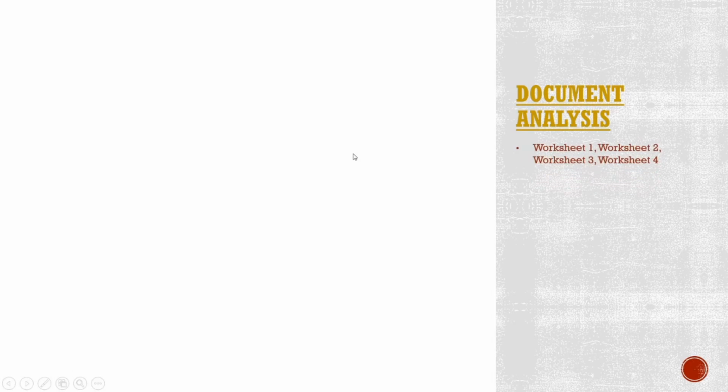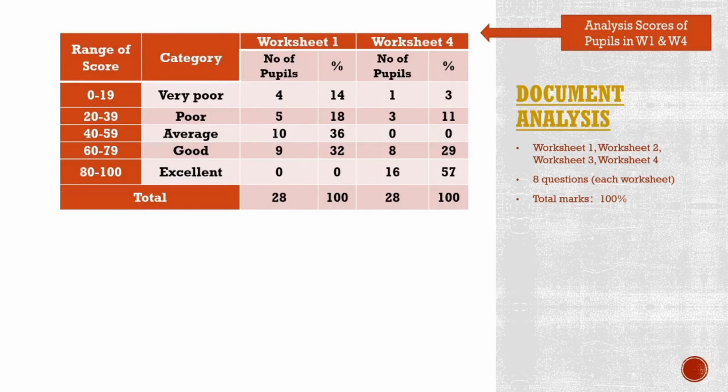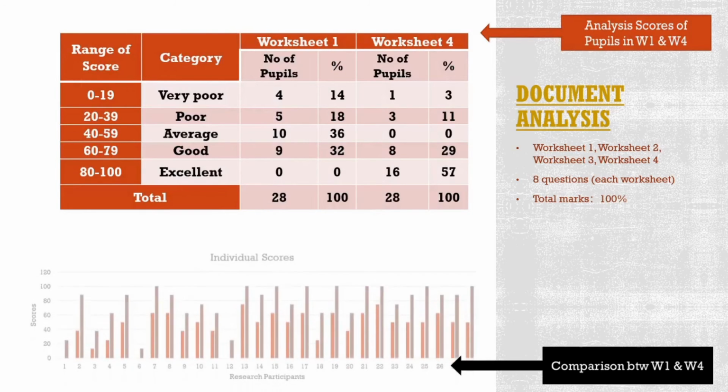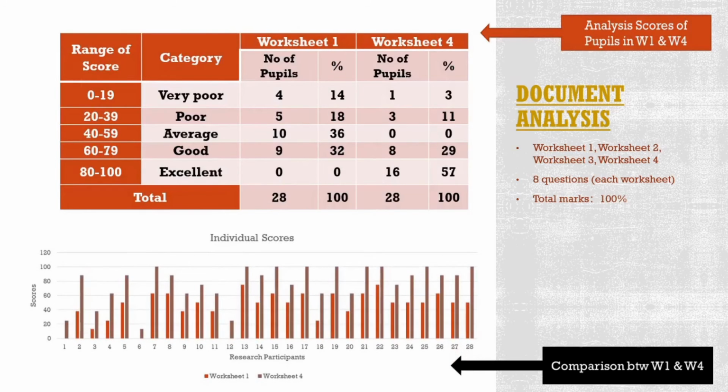Alright, now we proceed to the first finding, which is the document analysis. There are 4 worksheets in my action research, and a full mark of 100% was given to the pupils who were able to get all 8 questions correctly in every worksheet. So this is a table. This table highlighted the achievement of the pupils based on worksheet 1 and worksheet 4. The difference in the result could be seen clearly from this table.